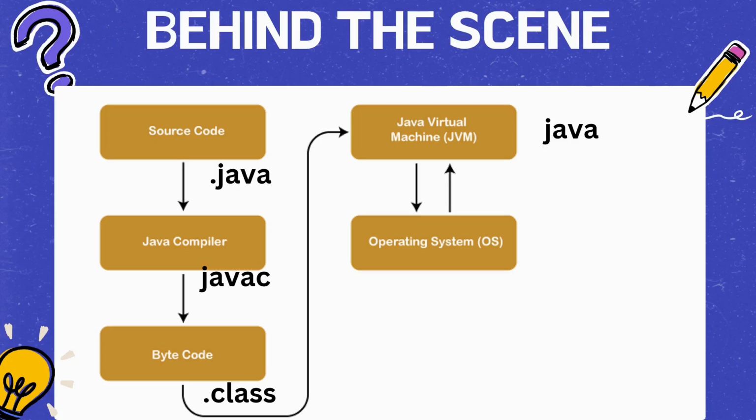Now this bytecode is fed inside the JVM, which is called the Java Virtual Machine, and this Java Virtual Machine will execute your bytecode to give you the result. And where does this JVM reside? It resides in your operating system. If you have a Windows operating system and you have downloaded a JDK, there will be a JVM.